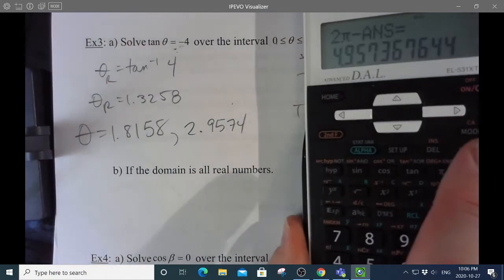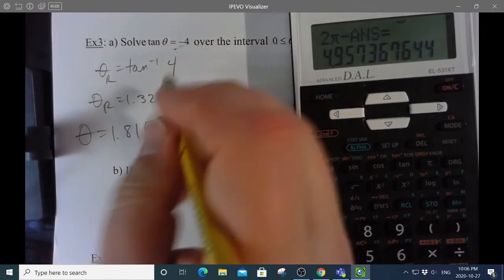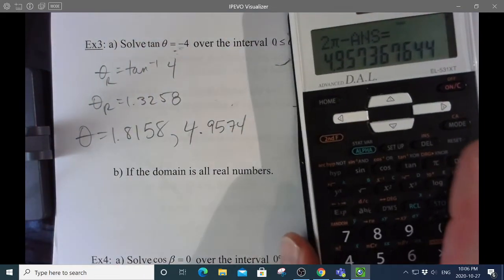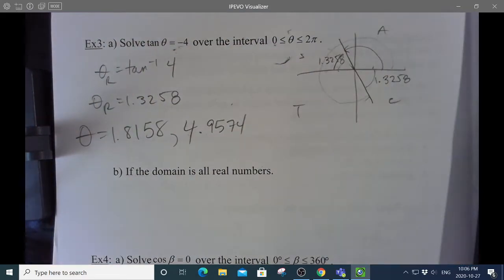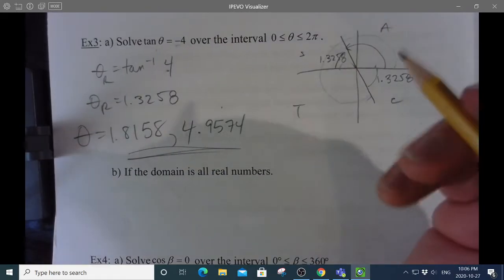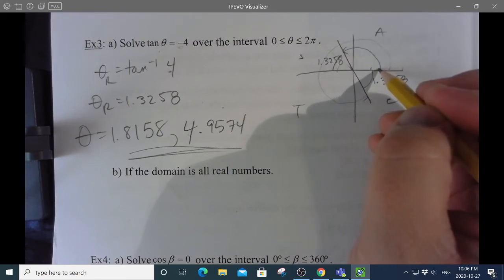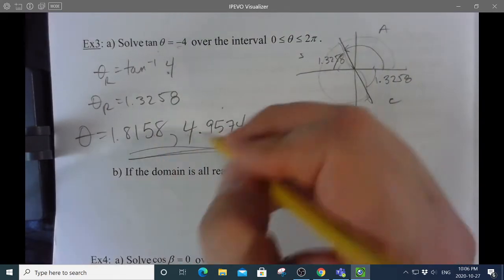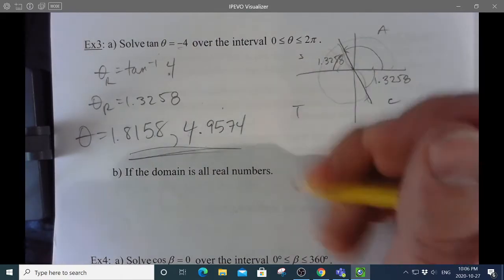Did I write that number right? 4 point. Whoops. 4.9574. Yay! There we go. 2 beautiful answers. But those are the answers if I start from 0 and I go around once. Because I'll hit that line and I'll hit that line. 1, 2. What if I could go around infinite times?